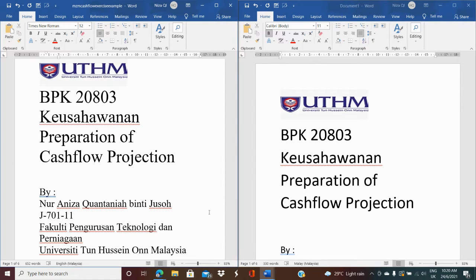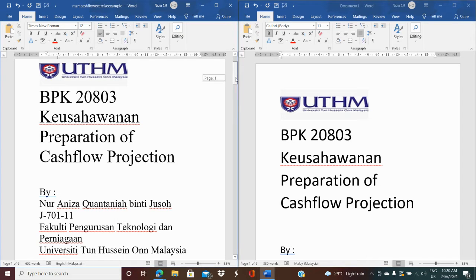Today we are going to look into the topic of preparation of cash flow projection and also the preparation of the financial statement. That is actually under the financial part of your subject, BPK 20803. So here I have an example exercise.